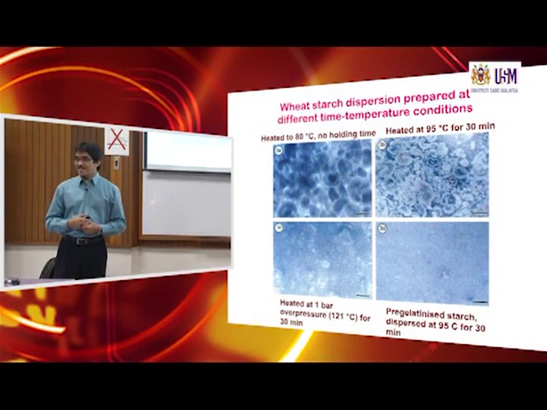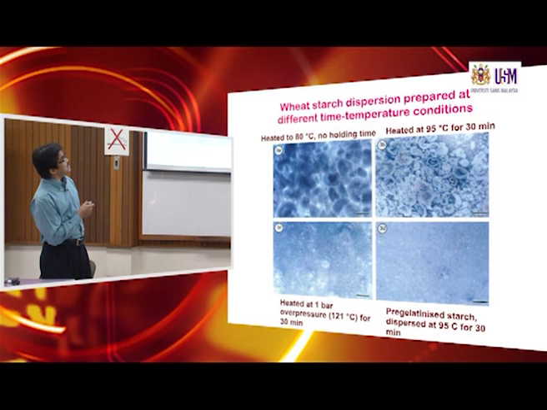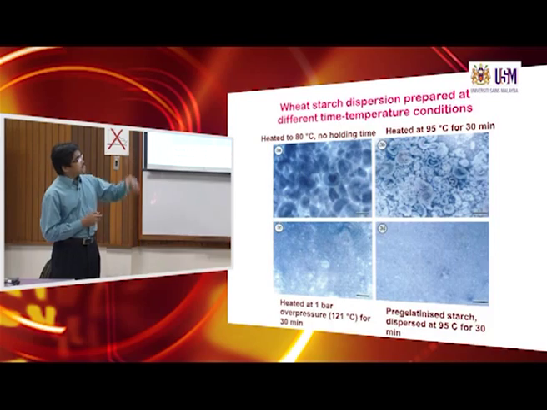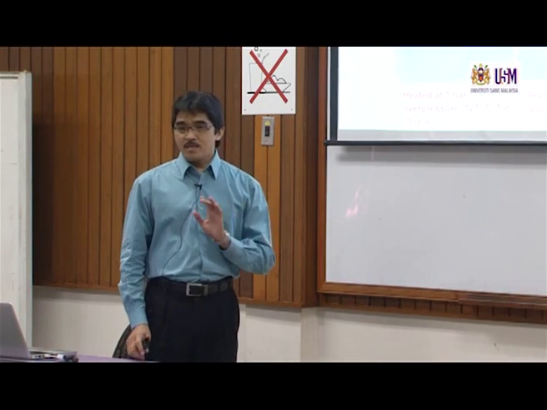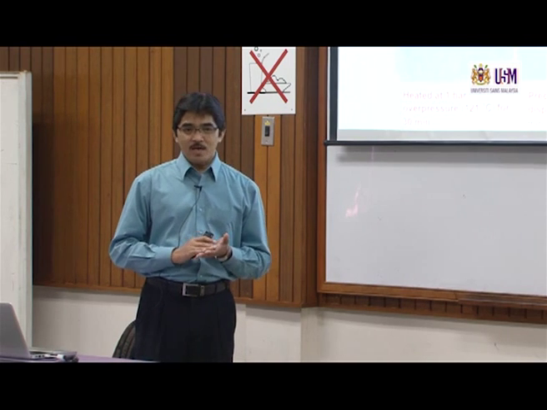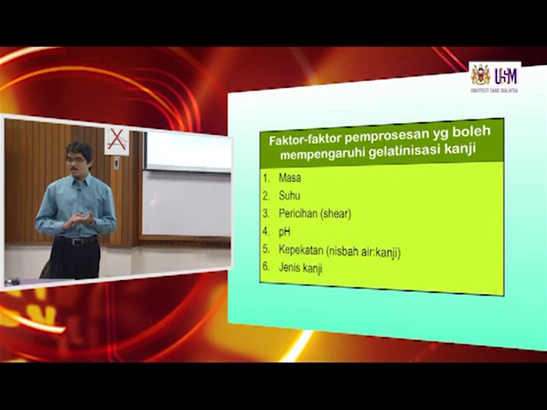Now, with starch at 80 degree, no holding time. Potato, pea, wheat. 95 at 30 minutes for pea. 95 for 30 minutes for potato. We can tell the difference, right? So, the conclusion from this is, very simple, different types of starch show different degrees of gelatinization, different degrees of viscosity and pasting properties, depending on the type of starch, and on the combination of temperature, time, shear, pH, and all those factors.